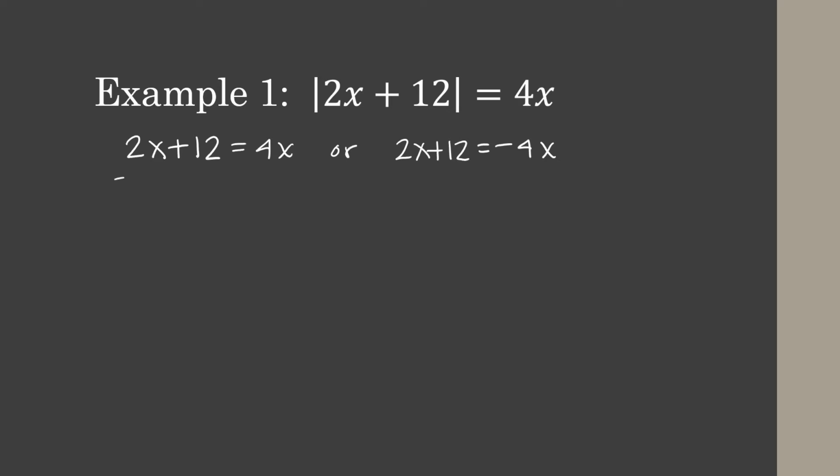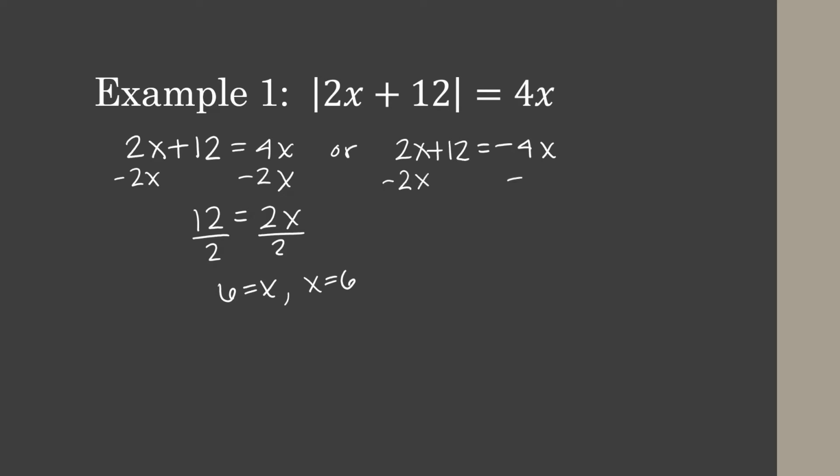I'm going to start by subtracting 2x from both sides, and then I will divide both sides by 2. So we'll get 6 equals x. You could also write it as x equals 6, however you want to write that. The second equation, I will also start by subtracting 2x from both sides, and then I will divide both sides by negative 6. We'll get negative 2 equals x, or you could write it as x equals negative 2.